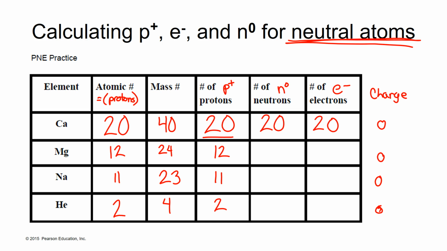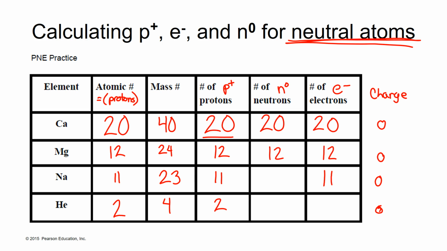All right. So, looking at magnesium, how many neutrons would I have? 12. And I'm also going to have 12 electrons. So, looking at sodium, sodium's got 11 protons. For it to be a 0 charge, it has to have 11 electrons. The mass number for sodium is 22.99, so we can round that to 23. How many neutrons does that give us?